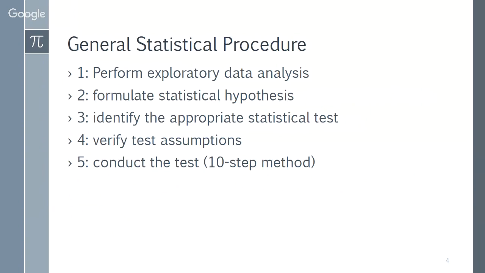Then we want to verify the test assumptions. Now, this is kind of part of the 10-step hypothesis test procedure, but verifying the test assumptions we should do even before we start to conduct the hypothesis test. As soon as we identify a statistical test that we might want to do, we should immediately take a look at the test assumptions. So I'm going to be following these 5 steps today. Again, you already kind of have been following this procedure, but now I've just formalized it a little bit.